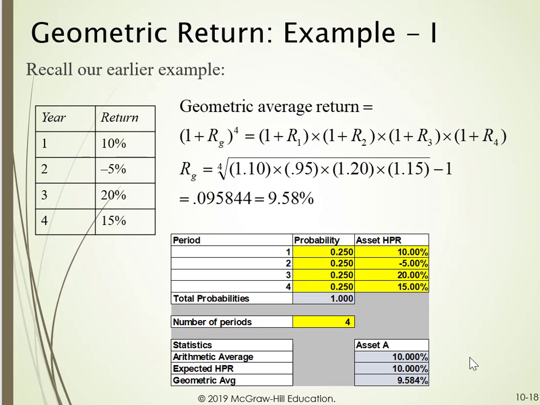The geometric average is a compound return, whereas the arithmetic average is strictly taking the numbers and dividing by 4.